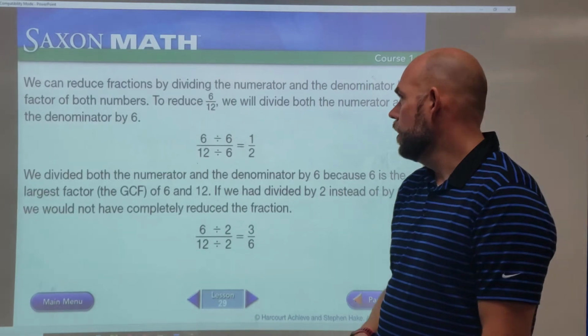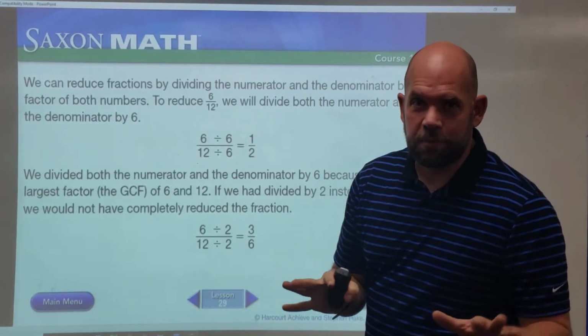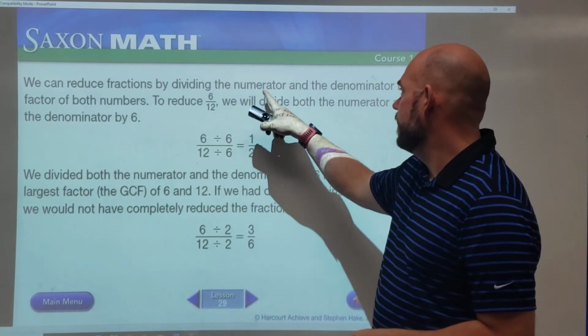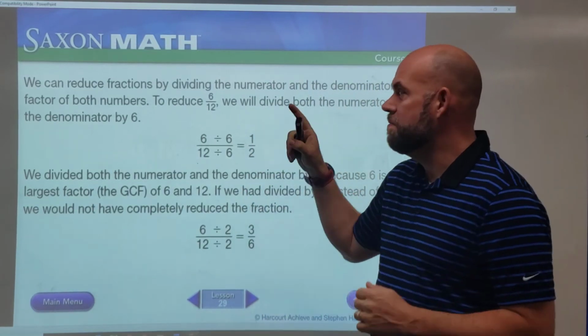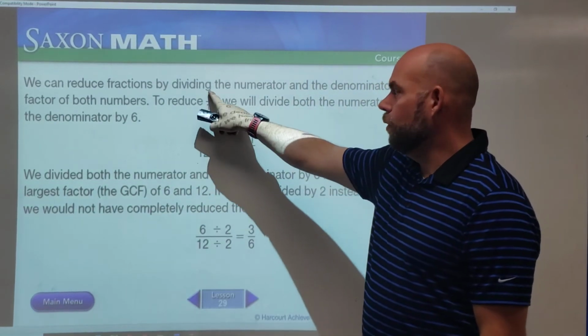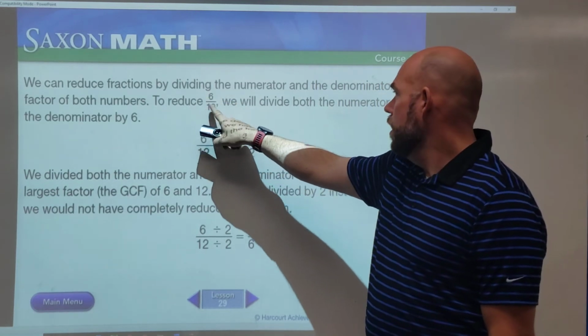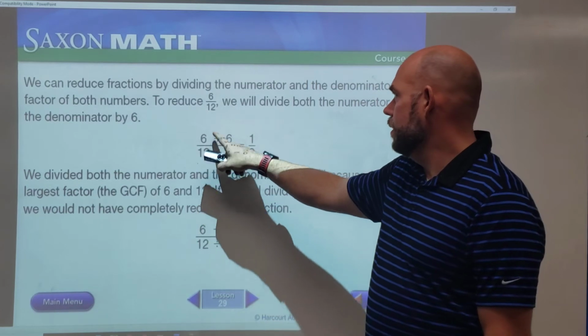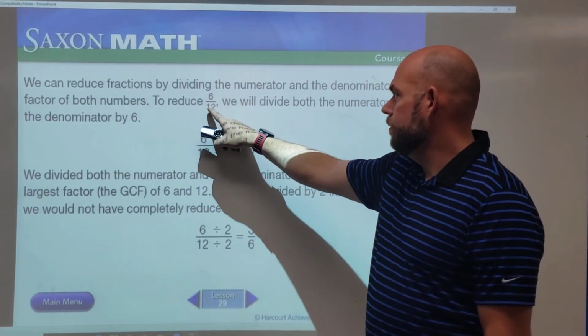Easy peasy. All right. Now here's the part I talked about earlier. This is going to make your life a lot easier. To reduce fractions, we divide the numerator and denominator by a factor of both numbers. So remember earlier we had 6/12. We can divide the numerator and the denominator by 6 because 6 is a factor of both numbers.